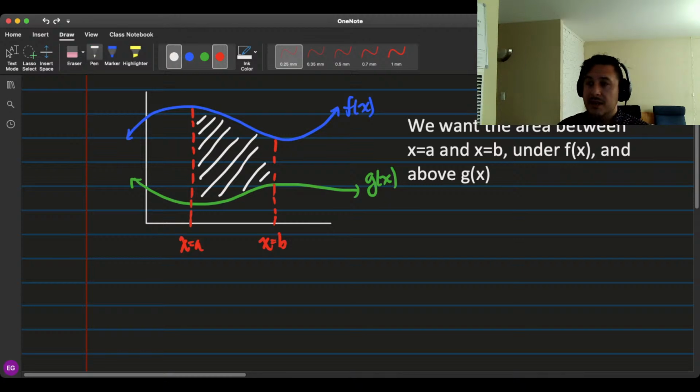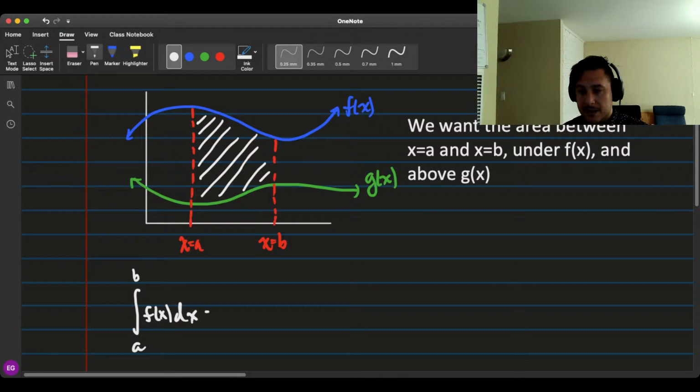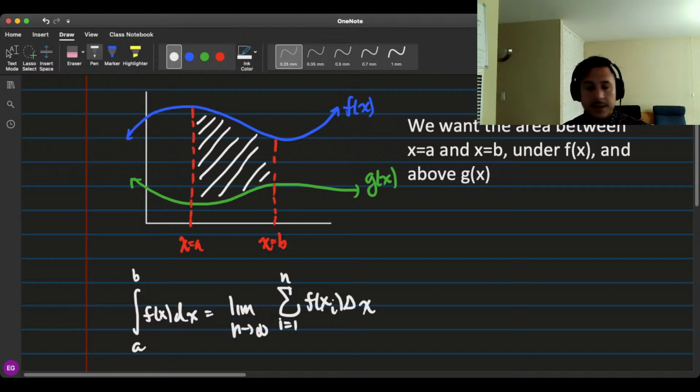So how did we calculate our integral before? If we wanted to integrate from a to b, f of x dx, we took the limit as n went to infinity of the sum of a bunch of rectangles, right? So you had the f of x_i delta x. All right, remember that? Okay, so we can actually do a similar thing here.